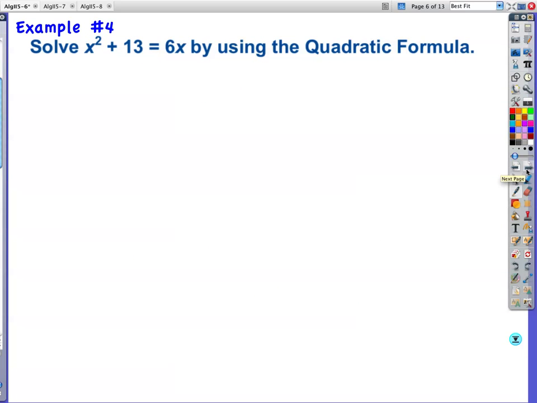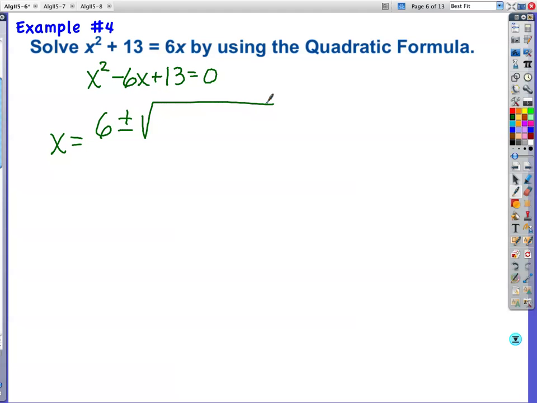Okay, I don't know. Do I want to do another one? I think I'm going to very quickly at least get you started. I need to set it equal to 0. I do that by subtracting 6x from both sides. And because we like to go in order, y equals ax squared plus bx plus c, this is what I get. X equals negative b, switch the sign, plus or minus the square root of b squared minus 4 times a times c, divided by 2 times a.